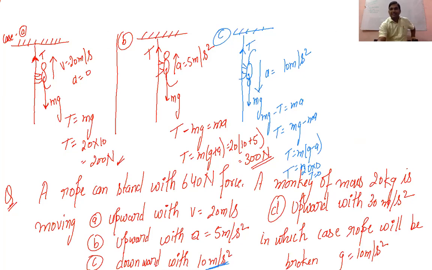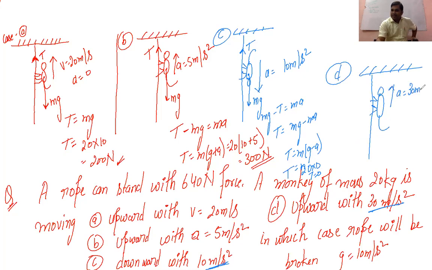Coming to the fourth case, sorry. In the fourth case, they are saying moving upward with 30 meter per second square. So you can see, this is the monkey, and this is moving upward. Acceleration is your 30 meter per second square. And once again, the mg will be acting vertically downward and the tension will be in the upward direction.